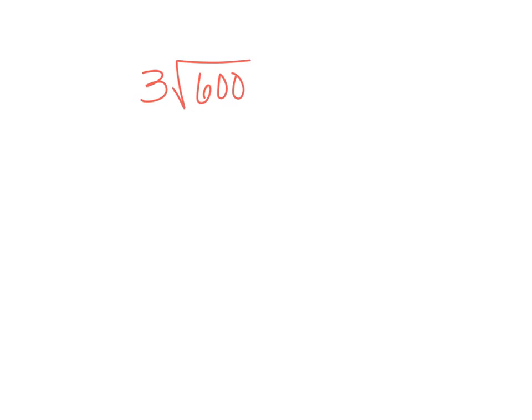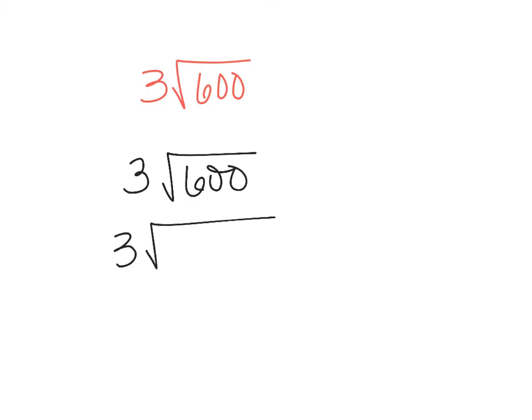All right, last type of problem. You might see some that look like this. If you have one that already has a 3 on the outside, that is just saying 3 times the square root of 600. Now I'm going to do it this way for this problem. I'm going to break 600 down. I know that's the same as saying 100 times 6.